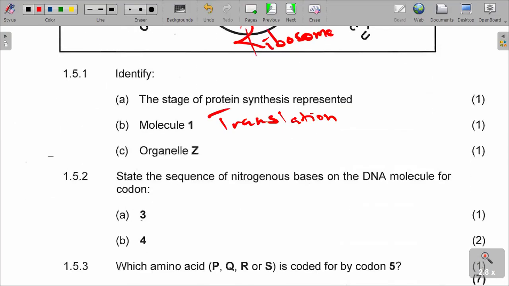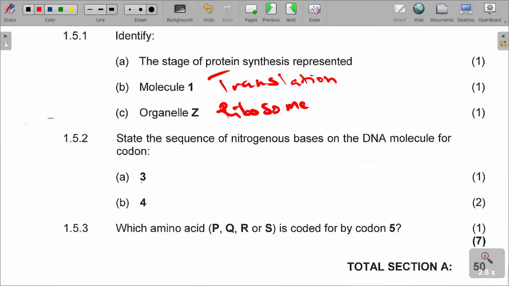Ribosome is the organelle that is involved in what? In protein synthesis. And then state the sequence of nitrogenous bases on the DNA molecule for codon 3 and 4. The sequence of nitrogen bases, we are saying, for codon 3 and 4.